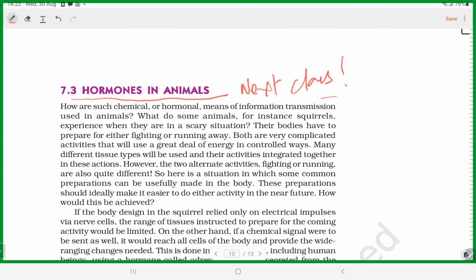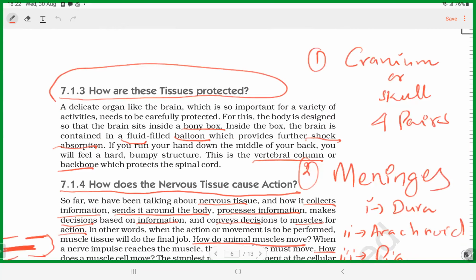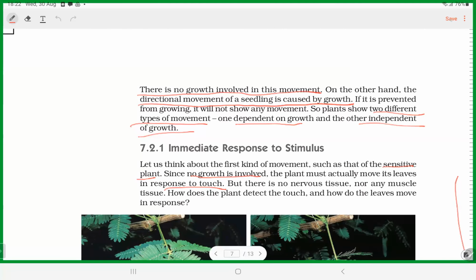So, what are the things which we discussed today? Okay, very good. Nastic movement means movement unrelated to growth. Tropic movement is related to growth. Nastic movements are caused by external stimulation and controlled by electrochemical cell-to-cell signal transduction. And then there are different types of tropic movements.